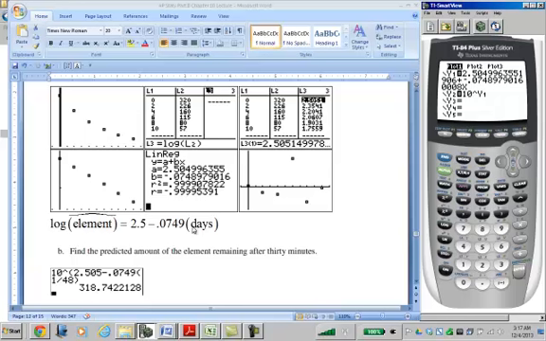Now I wanted to know what it is for half a day. So if I go to second and window and table set, I go to the independent, that's the x variable, and I turn on ask. Then I can go and let's see where we start now. We're starting at 1. That's good. Okay. And second and table. I had graph, I don't want graph. It's doing its thing.